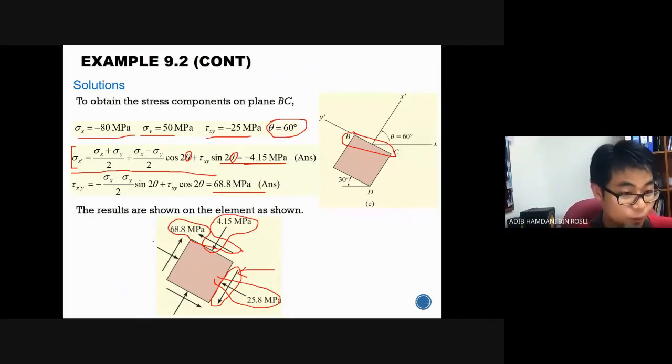Whatever happened here and there is just the equivalent, the complementary and equivalent stresses. Of course, you have 4.15 here, you have 4.15 here as well, compression. You have 25.8 megapascal here, you will have 25.8 megapascal here as well. And then the rest are complementary shear stresses.